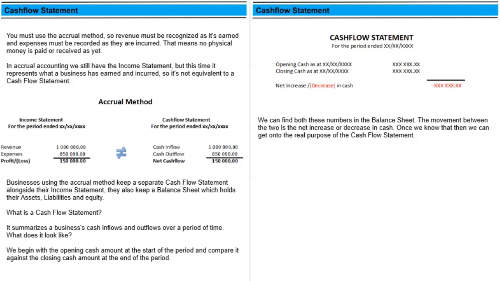We take last year's closing balance, which is actually this year's opening balance, and subtract the figure from this year's closing balance. The movement between the two is the net increase or decrease in cash. Once we know that, then we can get on to the real purpose of the cash flow statement.